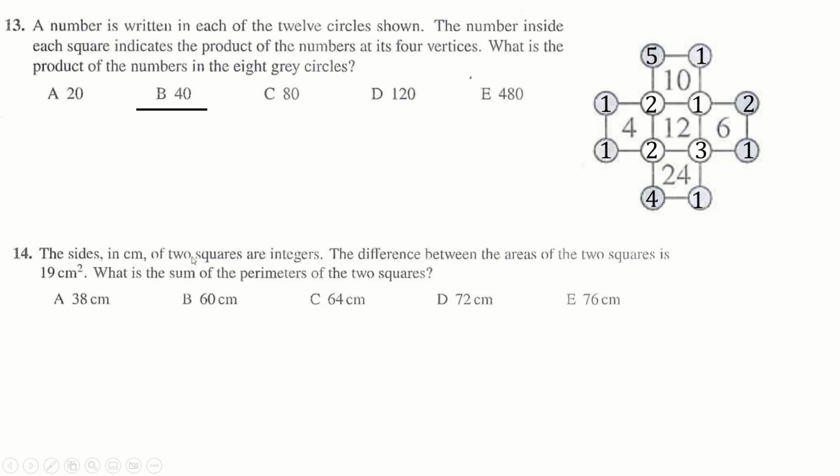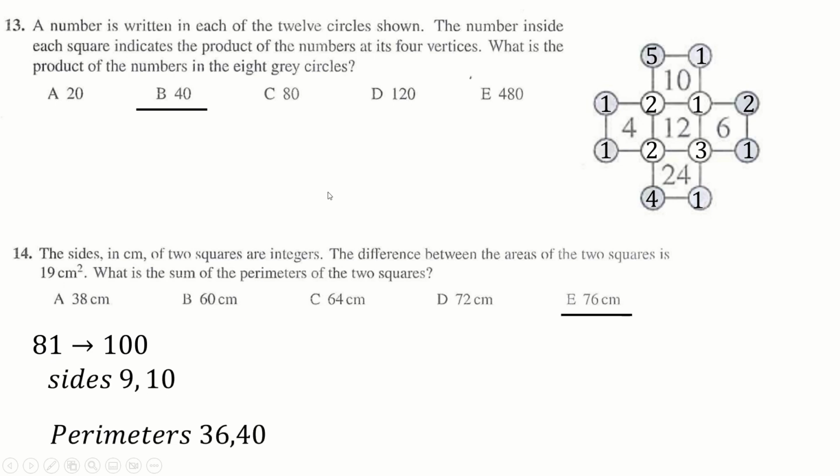The sides of squares are integers. The difference between the two areas is 19. The two square numbers with a difference of 19 that aren't very difficult to find are 81 and 100, which means the side lengths are 9 and 10, which means the perimeters are 36 and 40, which add up to make 76. Not a difficult question.